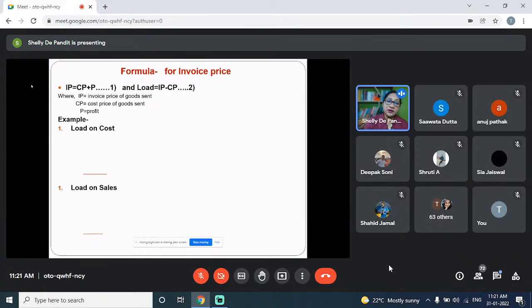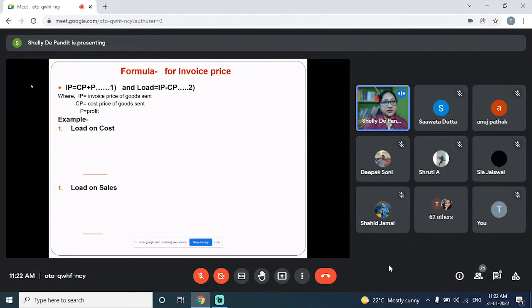And how to find it? 100 was our cost price plus profit of 20. So IP is equal to CP plus P. All the abbreviations are written: IP is invoice price of goods sent, CP is cost price of goods sent, and P is your profit. And what is load? As I have already told you, load is the profit or the extra charges, right? So the formula of load is IP minus CP.